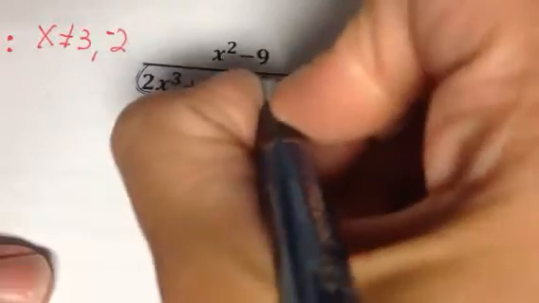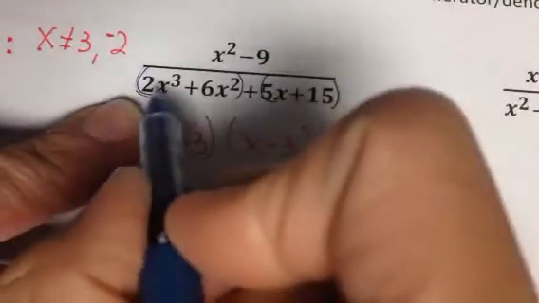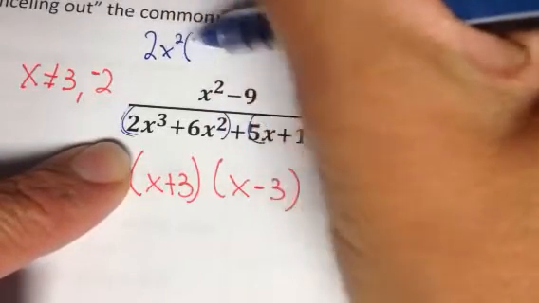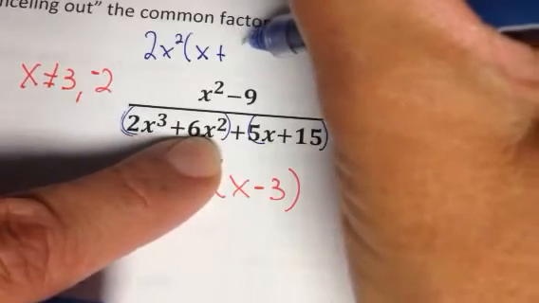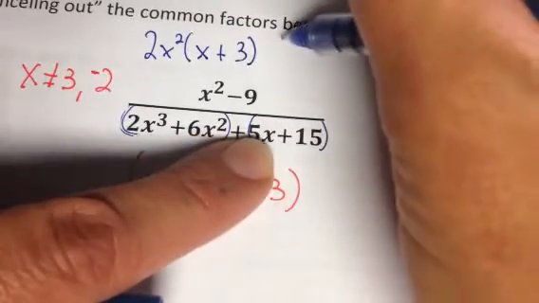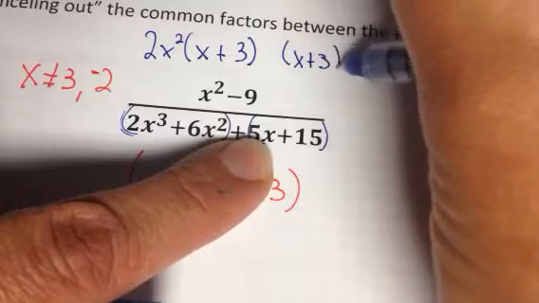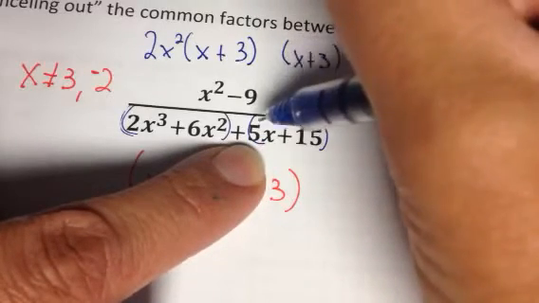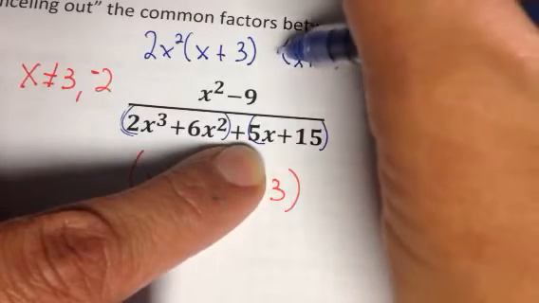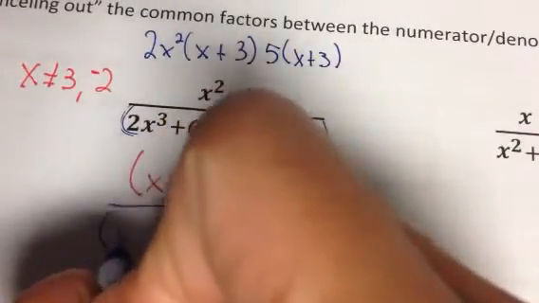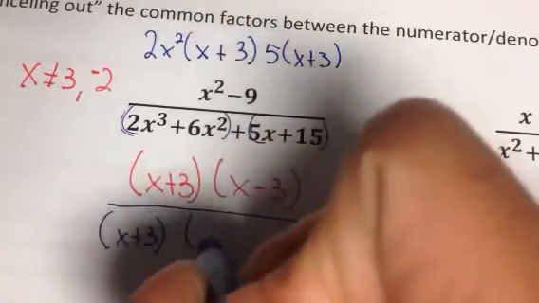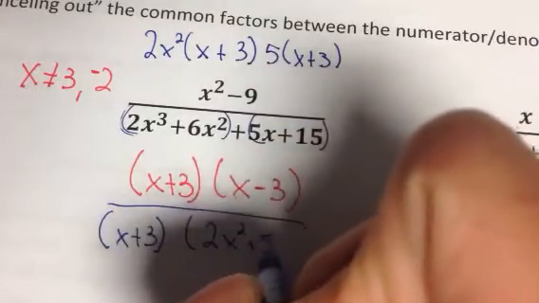Since there are 4 terms, I'm just going to group them real quick. Kind of do the side work up here. So out of this I can factor out a 2 and x squared. And then 2x squared times what gives me 2x cubed, that's an x, and 2x squared times what gives me 6x squared, that's 3. So I'll need another x plus 3 here, and so what times x gives me 5x, or what times 3 gives me 15, that's a 5. So here's my factored denominator. x plus 3 just once, not twice, and 2x squared plus 5.